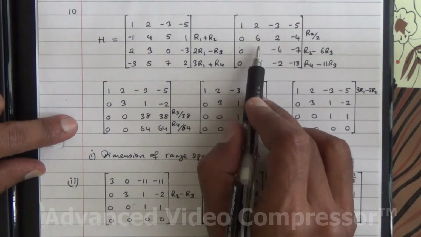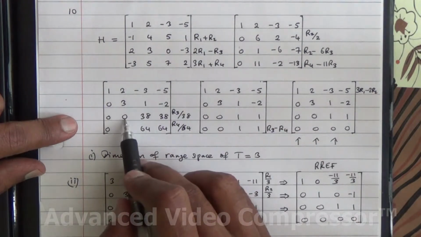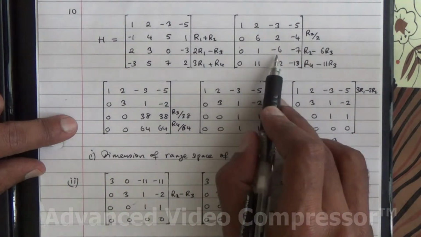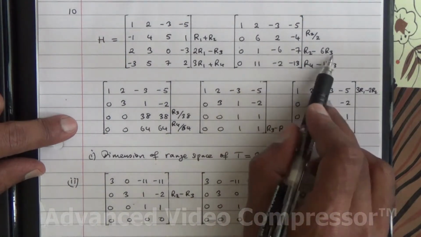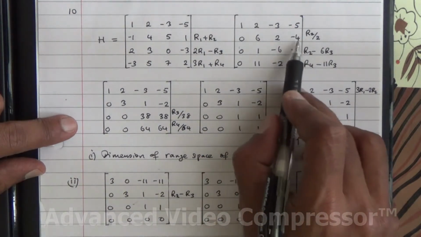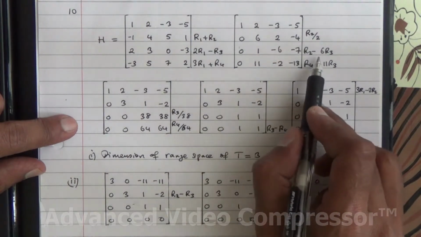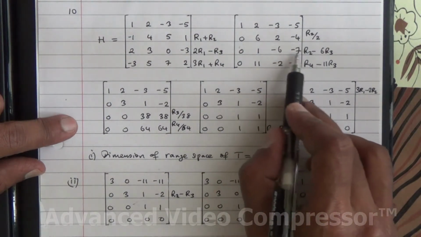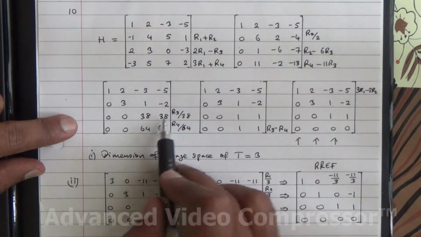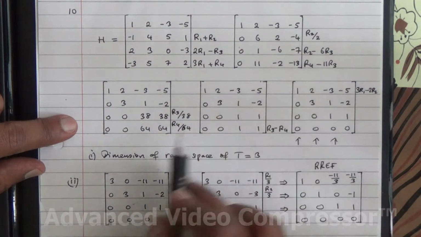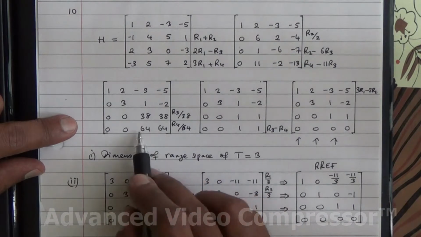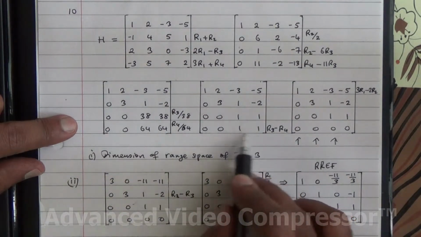So 6 minus 6 times 1 is 0, and here's 0. 6 times 2 is 12, 12 minus 36, because 6 times 6 is 36, gives you minus 24. And then minus 4 minus 6 times row 3: 6 times minus 7 is minus 42, so minus 4 minus minus 42 is going to give you 38. You do these ones as well, and you end up with this: 0, 0, 64, 64. And then you divide by 64 and by 38 to turn these into 1.